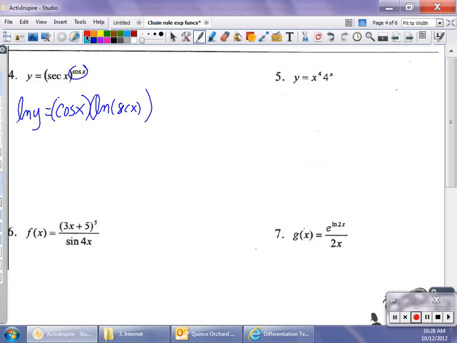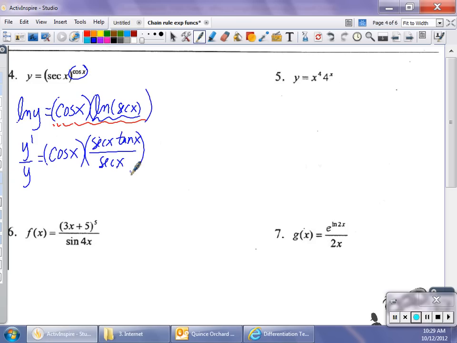Now once I do that, I have a product. On the left-hand side, the derivative of the ln of y is y prime over y. On the right-hand side, I'm going to have a product, so I have the first function times the derivative of the second function, and the derivative of the ln of secant x is u prime over u. So I get secant x tangent x over secant x. That was the first times the derivative of the second, plus the second, ln of secant x, times the derivative of the first, and the derivative of cosine is negative sine x.